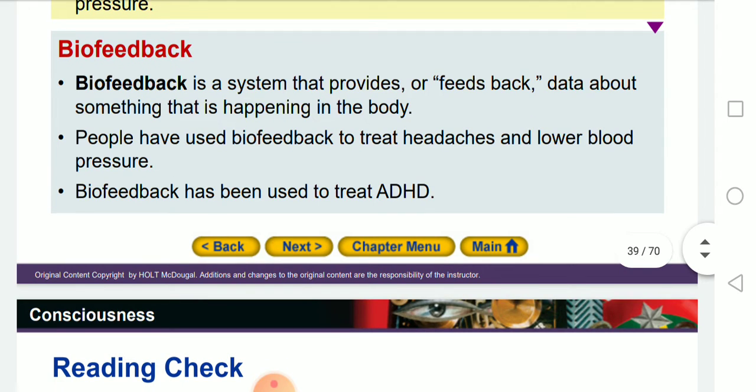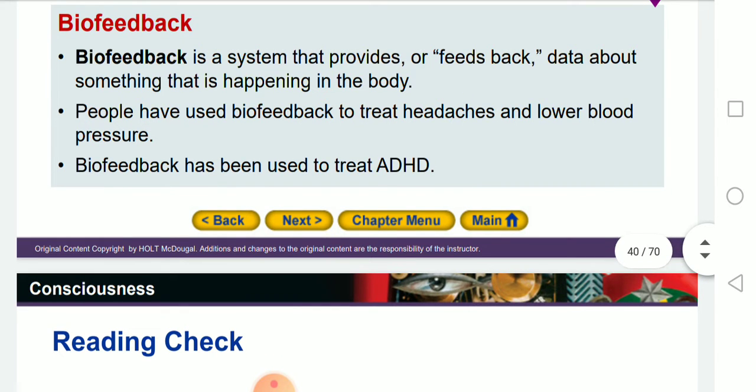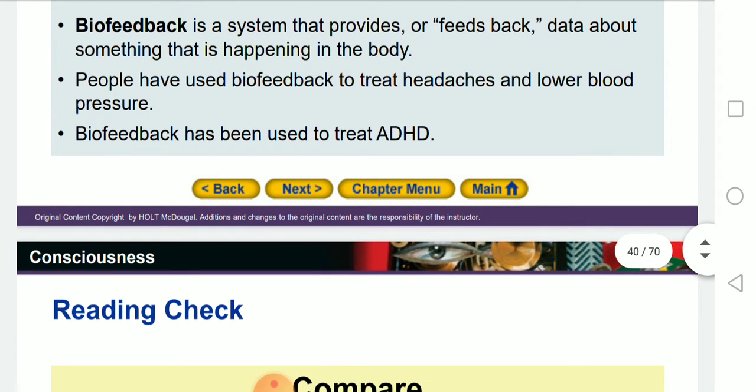Okay, and we talked about biofeedback before. Remember, it's a technique or a system that provides or feeds back data about something that's happening inside your body. Here, bio means that something biologically happens in your body. People have used biofeedback to treat what? Headaches, constipation, and high blood pressure. Biofeedback has been used to treat also a very important disease, which is ADHD.